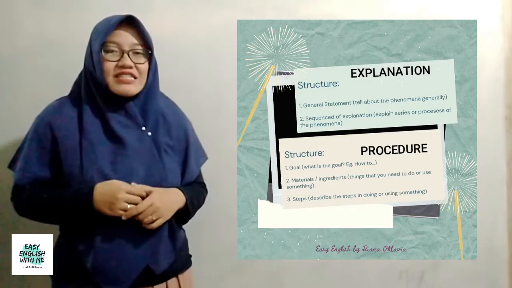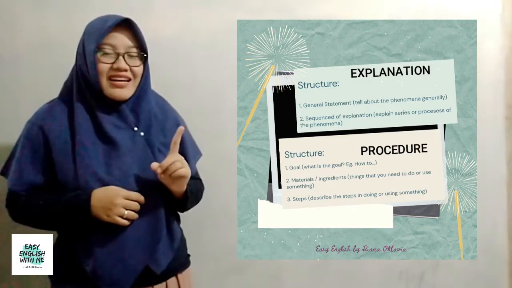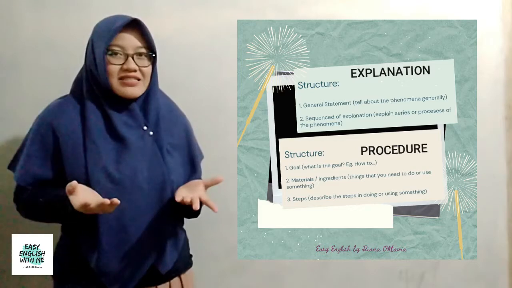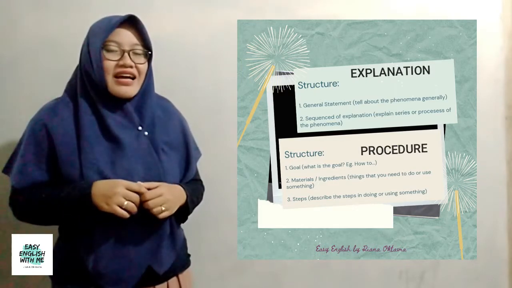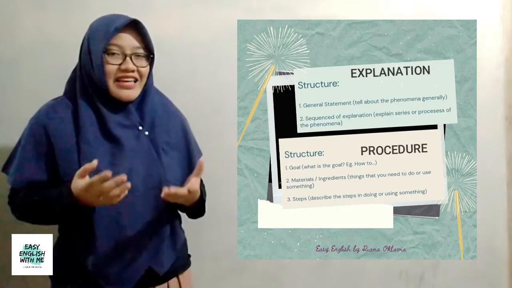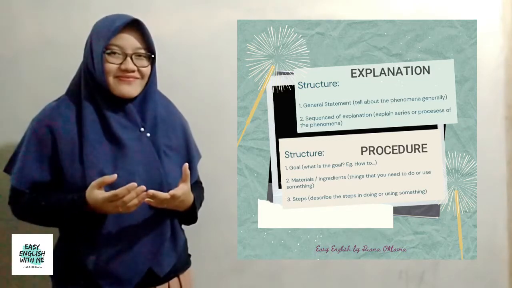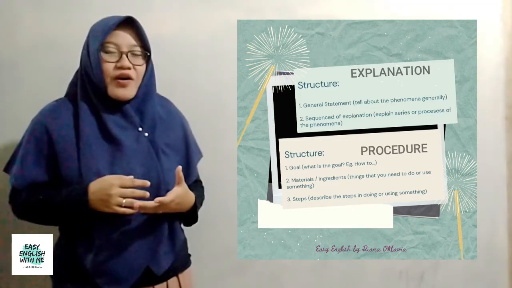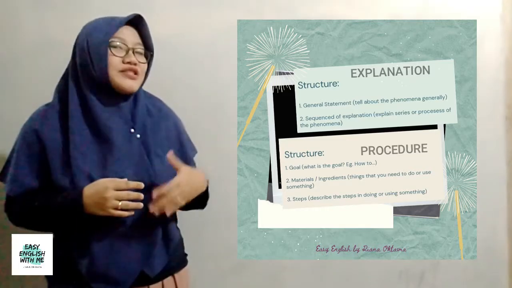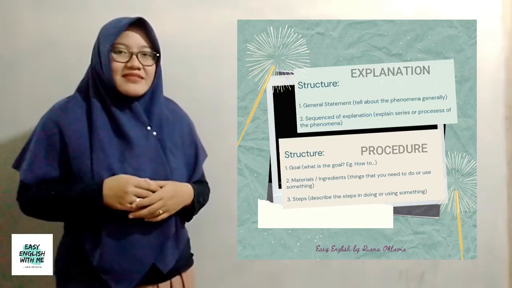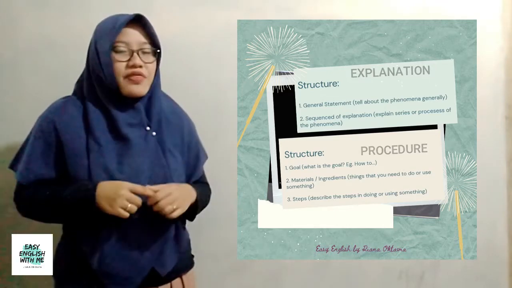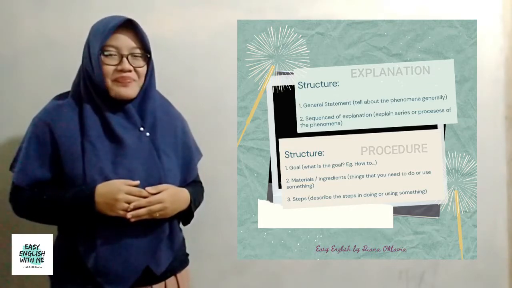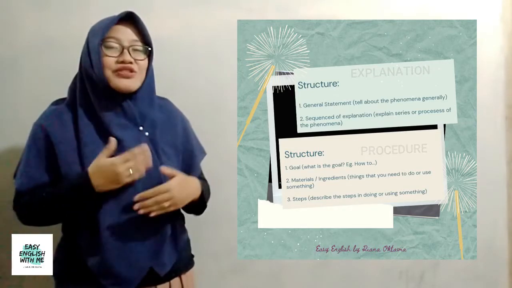Procedure text consists of 3 parts. The first one is goal or aim. What is the goal of your text? For example, how to make a glass of orange juice. And the second is the materials or ingredients to do something or to use something. The last one, number 3, part of procedure text is steps: how to do or how to use something.